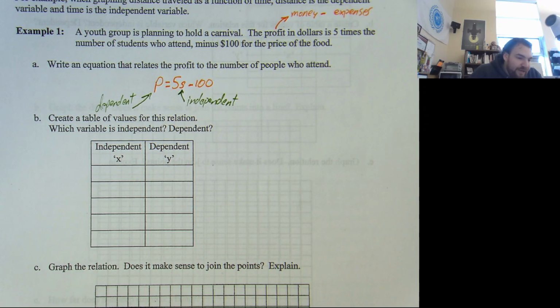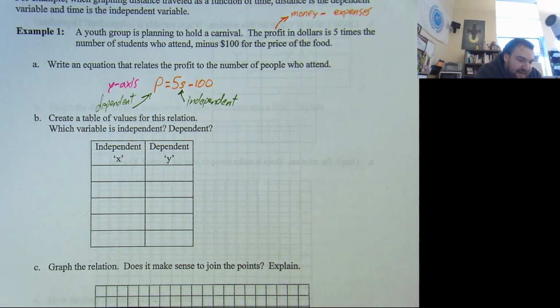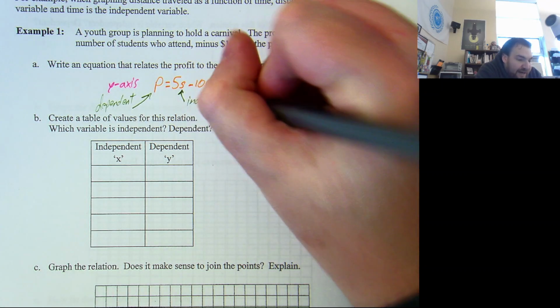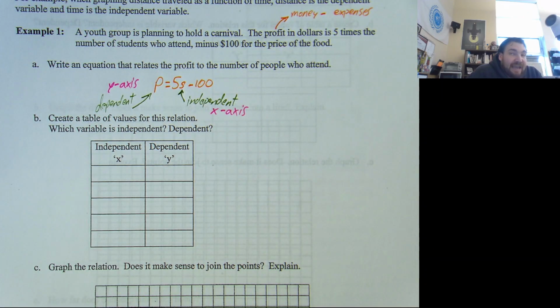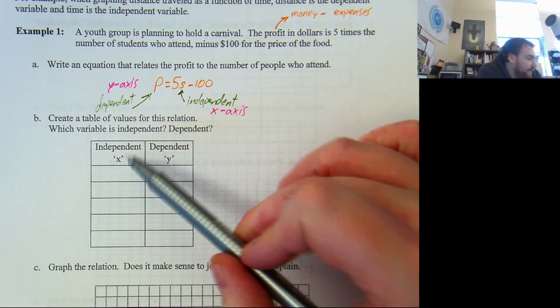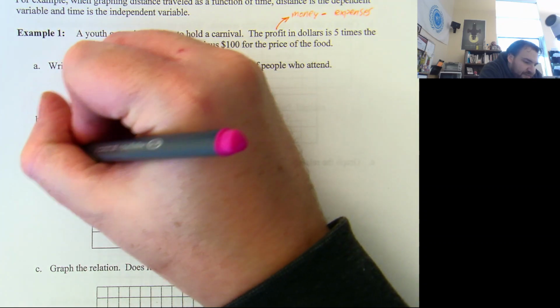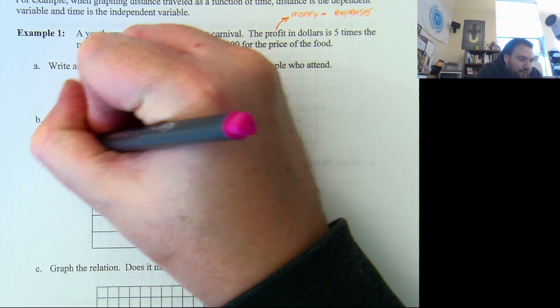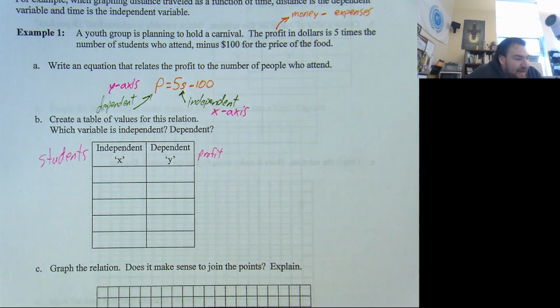So when we graph these things, the dependent gets thrown on the y-axis, the independent gets thrown on the x-axis. And so now we start choosing values. When you make a T-chart, it always goes X then Y. Students are what we're going to label over here in the independent. Profit is what we're going to label on the dependent. And now we get to choose examples of students that show up to see how the profit behaves.